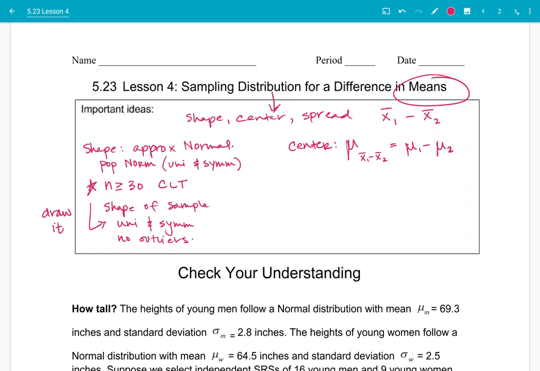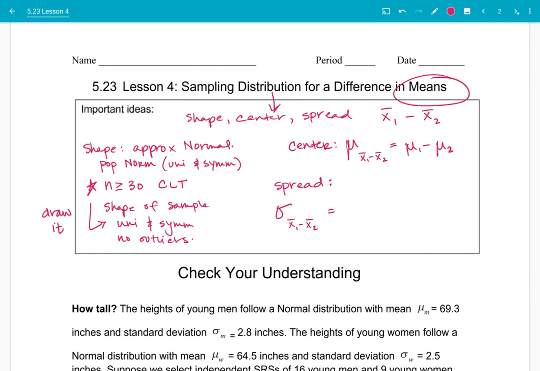Okay, and then the spread. Hopefully this is starting to feel familiar, since we just did the difference of proportions. Still differences, we got doubling up of everything. We just have to switch over to our standard deviation symbols. Now for the spread, our standard deviation of the sampling distribution of x bar 1 minus x bar 2 is a little bit different than just putting 2 separate standard deviations together, because a single sample sampling distribution is just your standard deviation over the square root of n.